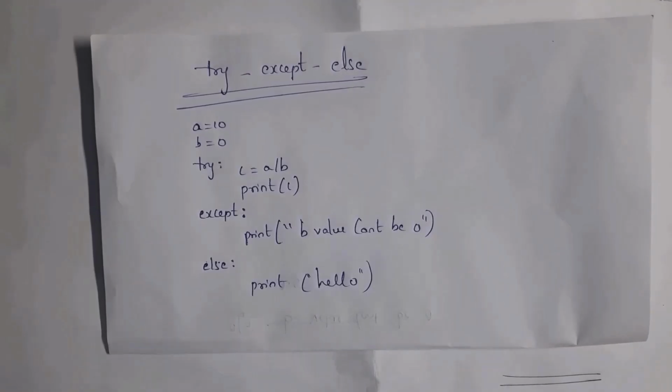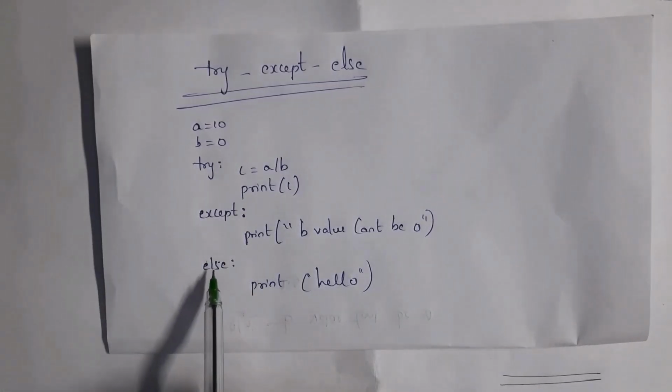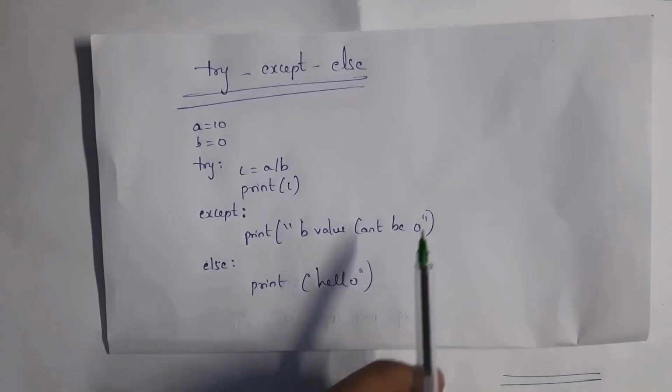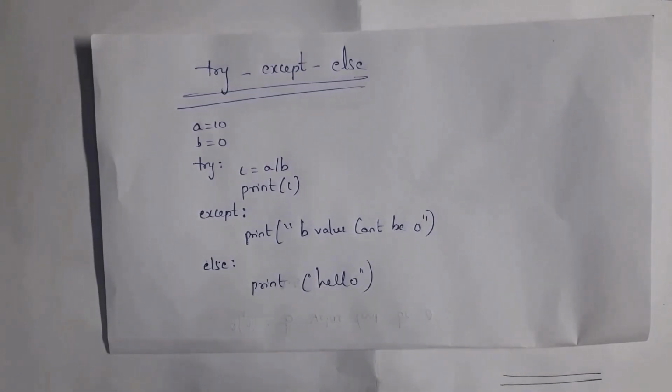Next I will explain what is the use of try, except and else block. Same example. If any exception occurs, then it will skip the try block and else block and it will execute only the except block. But if there is no exception, then it will execute the try block and else block and it will skip the except block. This is an example.